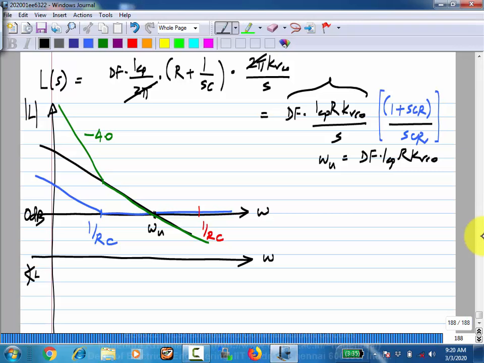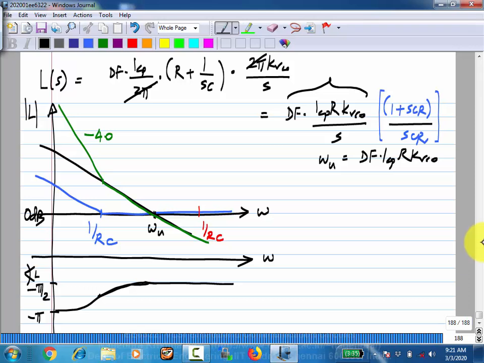What does it start with? What is the phase at very low frequencies? 180 degrees. Okay. What is the phase at very high frequencies? 90 degrees. Okay. And the break point is here at 1 by RC. So there it will be how much? Okay. It will look like that.